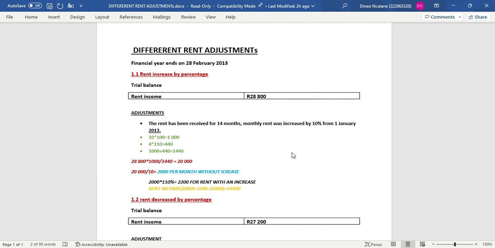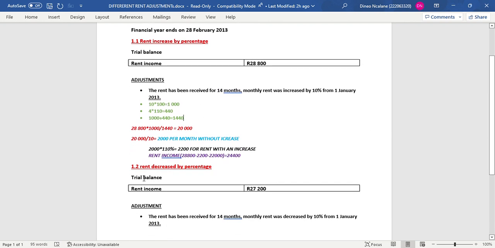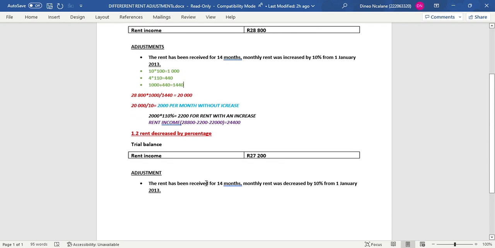So after looking at this video, I think you will be able to calculate rent without any mistake, even if it is no longer a percentage, it is an amount, because the trick calculations are those with an increase of the percentage. Okay, let's carry on and look at the rent that is decreased now by the percentage.